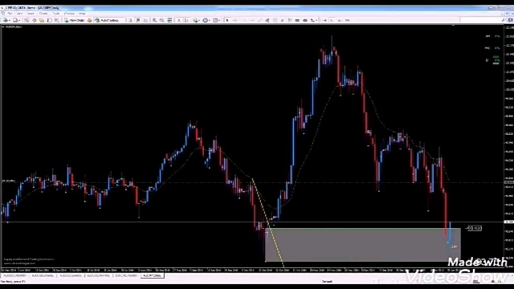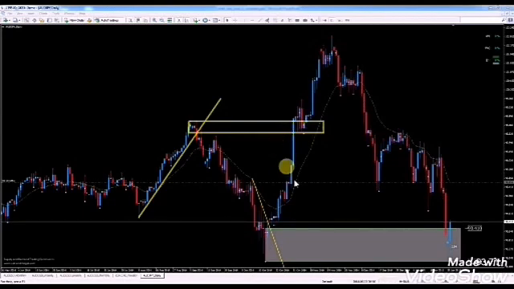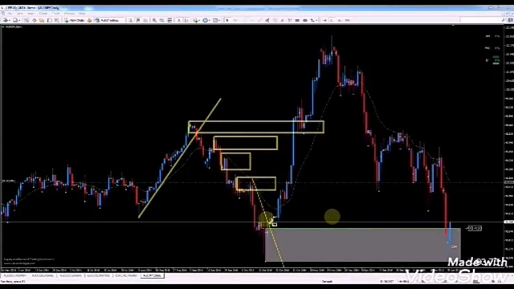So if this is supply, okay, then this is demand. So same here. If we draw the ascending line over here, and this is supply, okay, and also this is supply, this is supply, this is supply, okay, supply. All these areas of supply will tend to be removed if a higher time frame area of demand has been taken out and the trend line is broken.